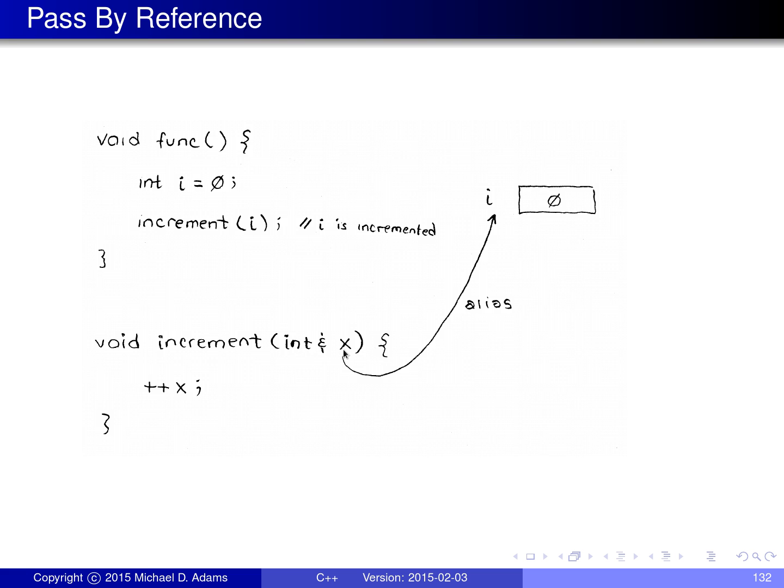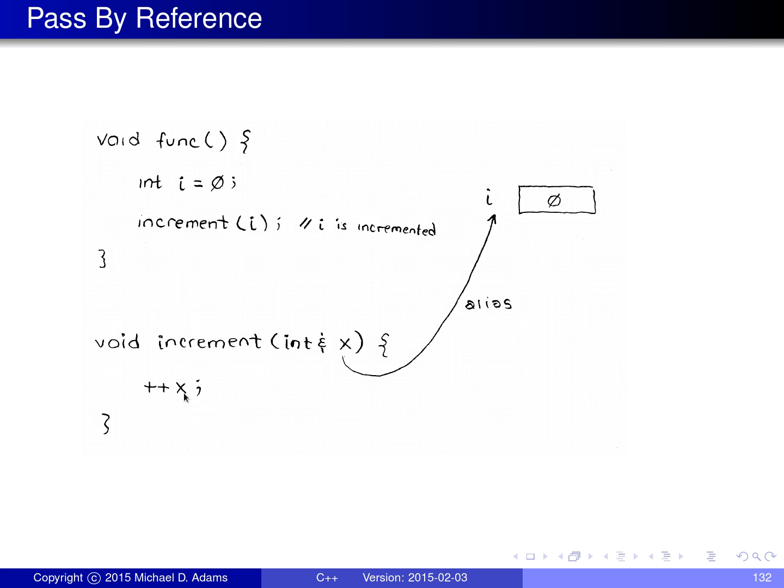Instead, x is just a nickname for this variable I. So inside the function increment, whenever we refer to the variable x, we're just referring to the variable I, because x is a nickname or alias for I. So when we say plus plus x to increment x, this is the same as saying plus plus I, because x and I are the same variable. One is a nickname for the other. So when we say plus plus x, it's going to actually increment this variable I, which will change this value of 0 to 1.